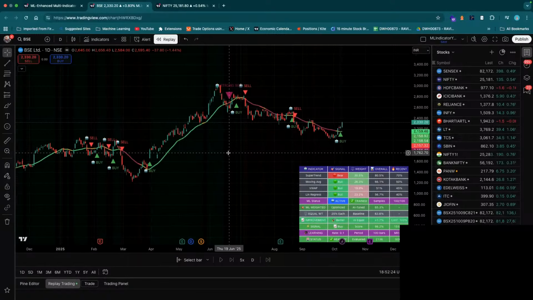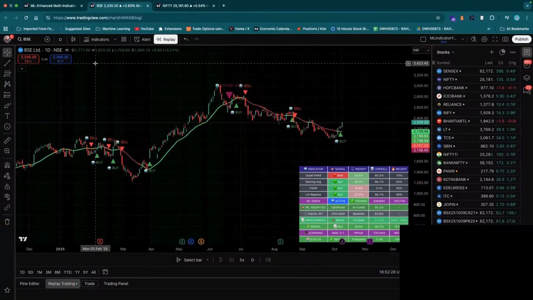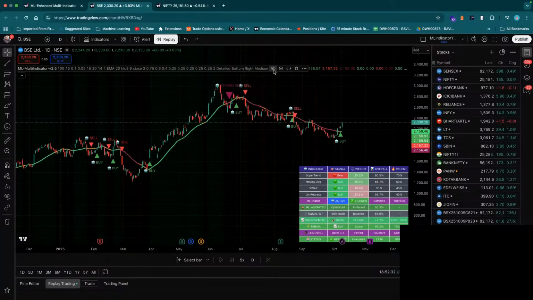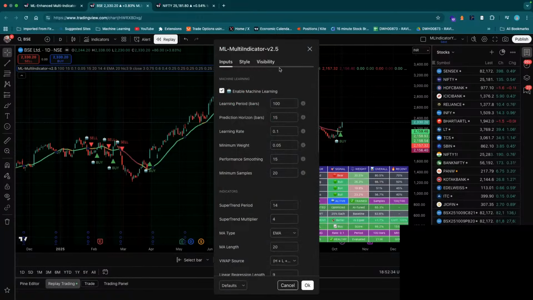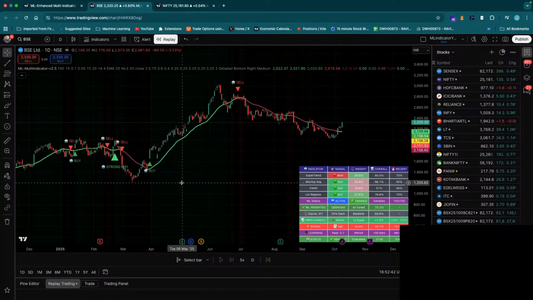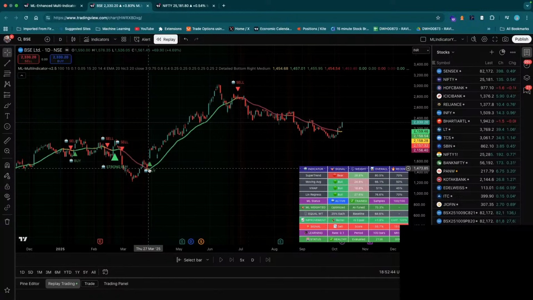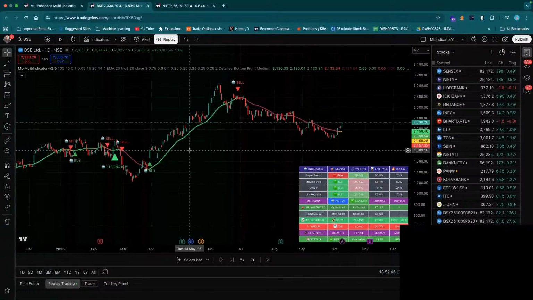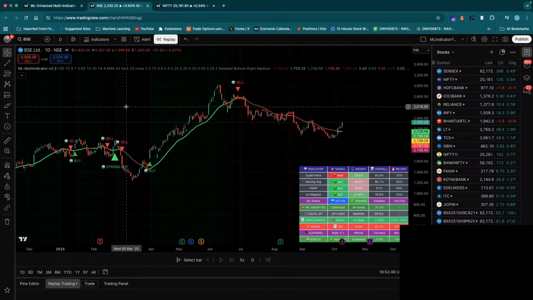You can also look at changing these parameters. For example, if you wanted to reduce or increase the linear regression, you will be able to do it very well. For example, if you wanted to have a lesser signal, this will give very few signals to you, so you can change those. You can get that also. That is also absolutely possible. All right.